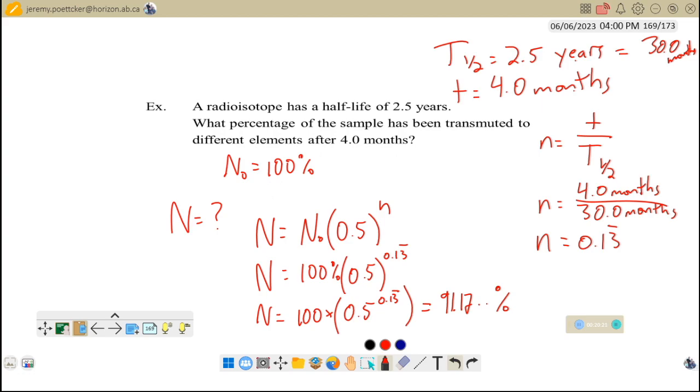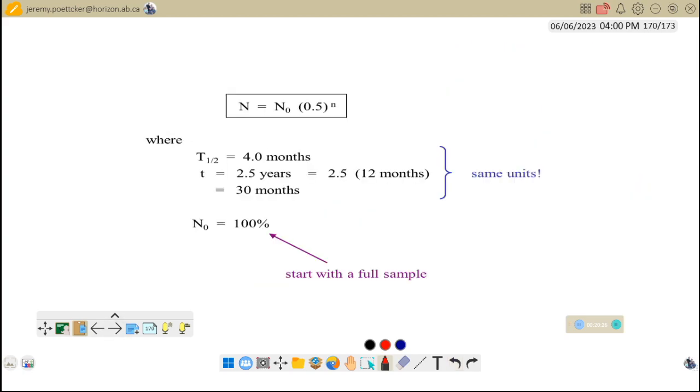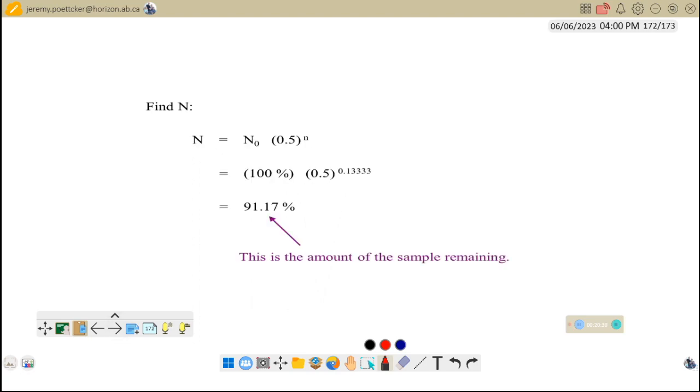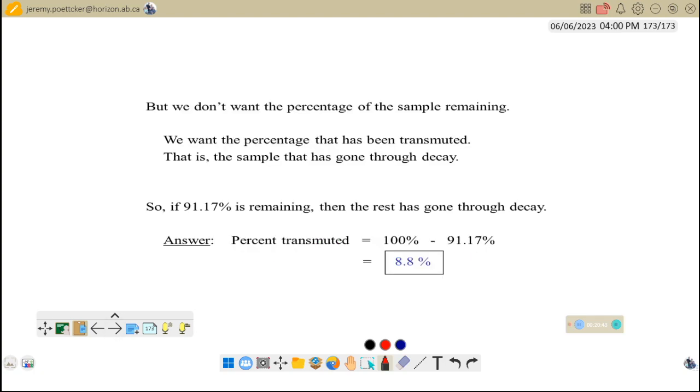If we want to know how much has been transmuted, it's going to be 100 minus that. So just read the question carefully is the big thing here. Right, so we start with a full sample. Again, we're going through this. We've done all of this work. And then the last little bit, this is the amount of sample remaining. And we want to know how much has gone through decay. So 100 minus that number, 8.8% has gone through decay. And that is it. Thank you.